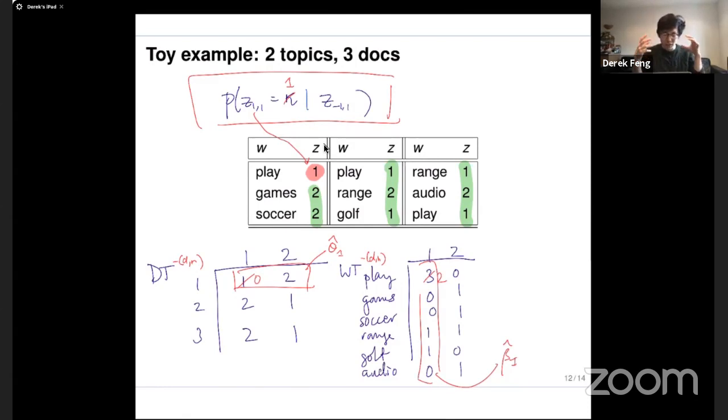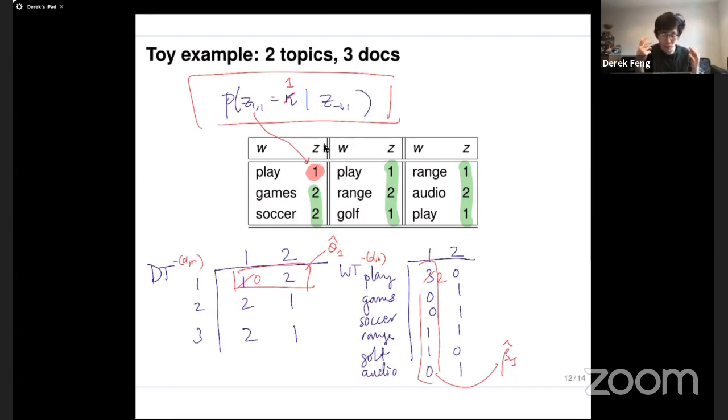Okay, so in particular, how would you do this? You would initialize with some random set of z's. So in this particular case, you could just set all the z's to be 1, or you could randomly sample your topics. So you start with some initial value of your z's, and then you just run your chain, right?